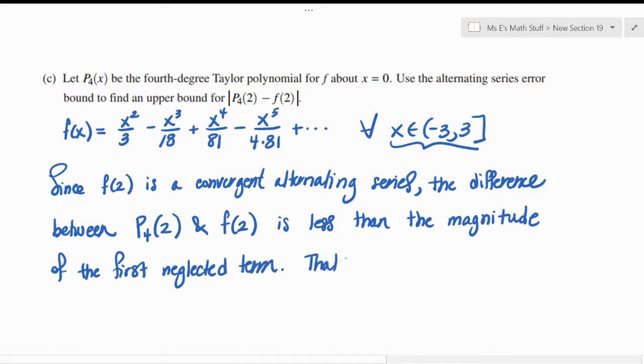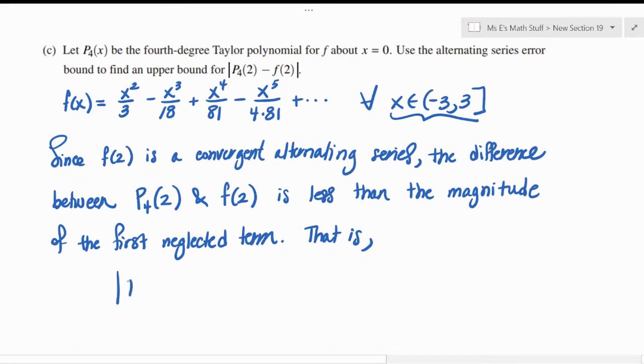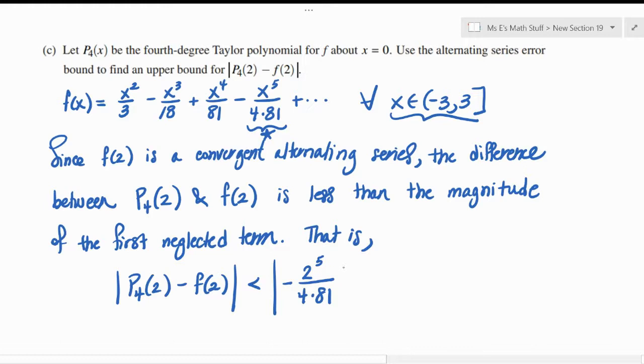All right, that is to say that the difference between p sub 4 of 2 and f of 2 will be less than the magnitude of your first neglected term, which would have been this guy right there. So that would have been minus 2 to the 5th over 4 times 81, which you of course can say whatever that is. Anyway, 324, I think.